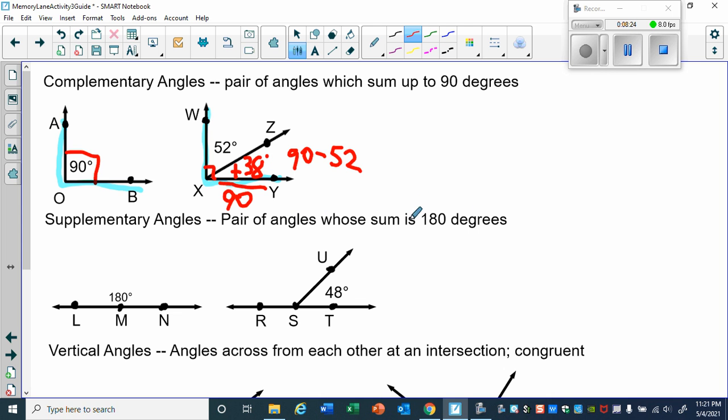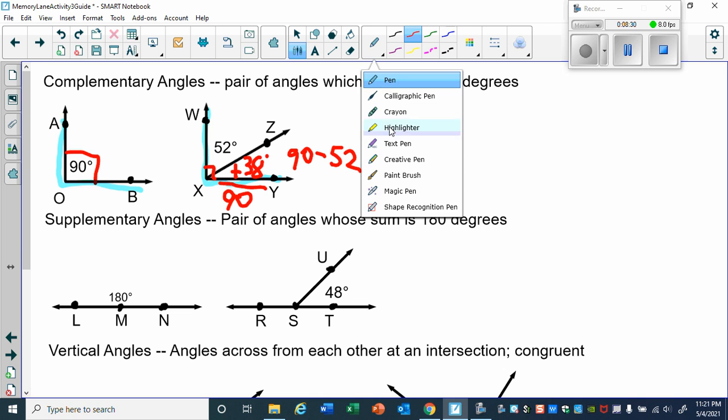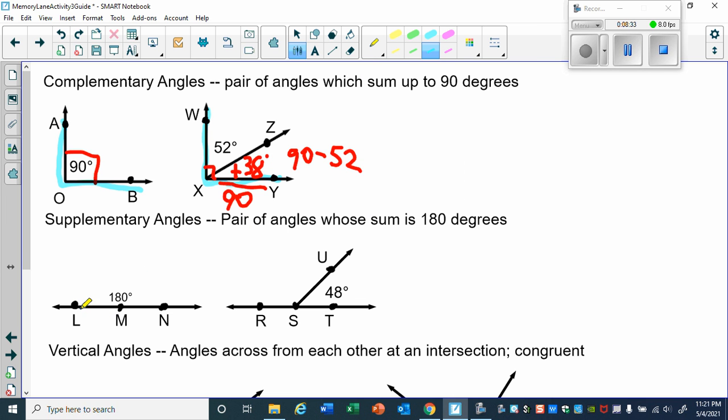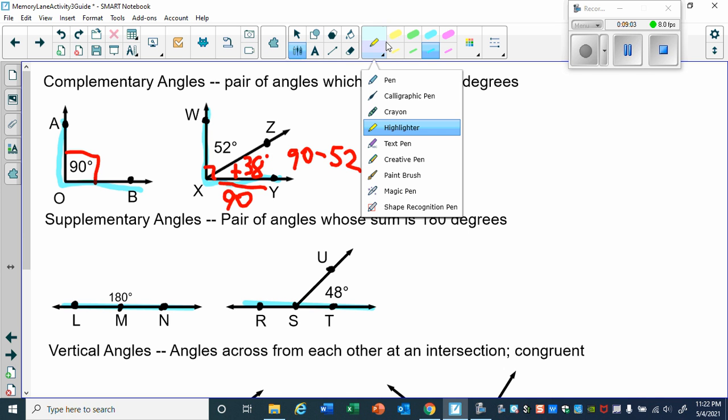Supplementary angles, a pair of angles whose sum is 180. Now you have your straight line right here, the straight line we just talked about recently in class. Grand total of 180 degrees. Here you have a straight line, R, S to T. However, see that from S to U, there's a ray that split one part of the RST line to 48 degrees. Then this other one has to be, we know that the grand total of the two must add up to 180.